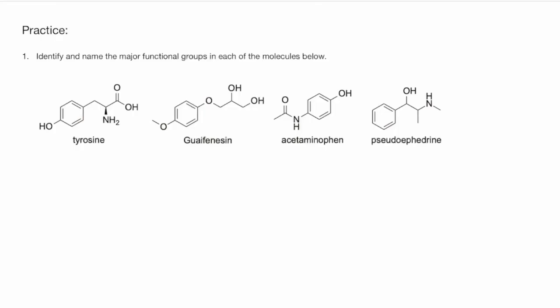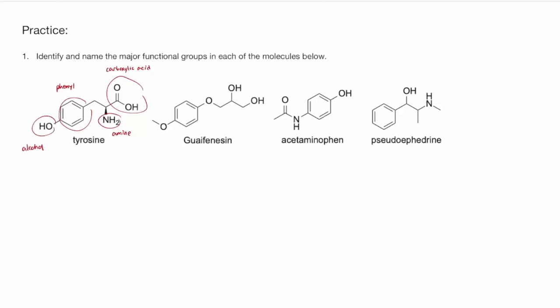As always, let's do some practice. Identify and name the major functional groups in each of the molecules below. Feel free to pause the video and try these problems on your own first. Tyrosine is one of the 20 proteinogenic amino acids, the ones that make up the proteins in your body. As the name amino acid suggests, tyrosine has an amine and a carboxylic acid functional group. Furthermore, tyrosine has a phenyl ring with a hydroxyl group in its side chain.